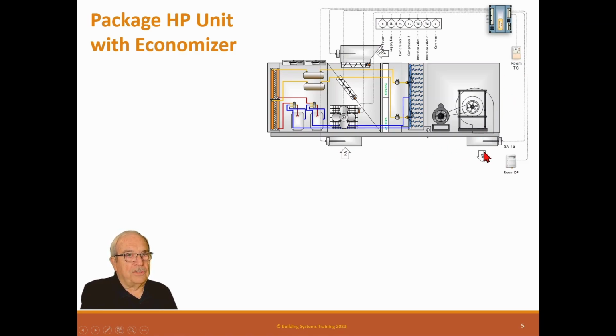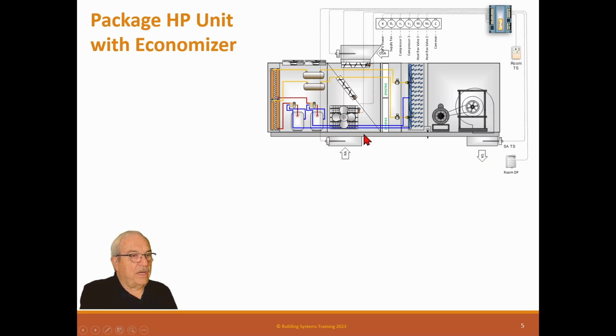Again, we have a room sensor, we have a supply air duct sensor, and on this one we have a return air sensor and an outside air sensor. That's to run this economizer. Now this is a dry bulb economizer. Dry bulb uses the temperature difference between the outside air and the return air to decide when to go in and go out of economizer.